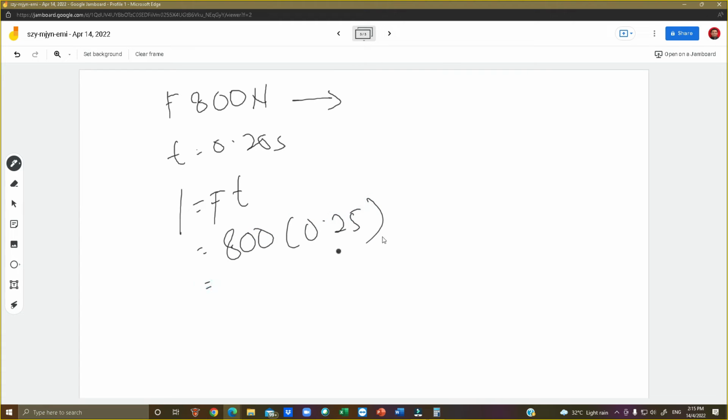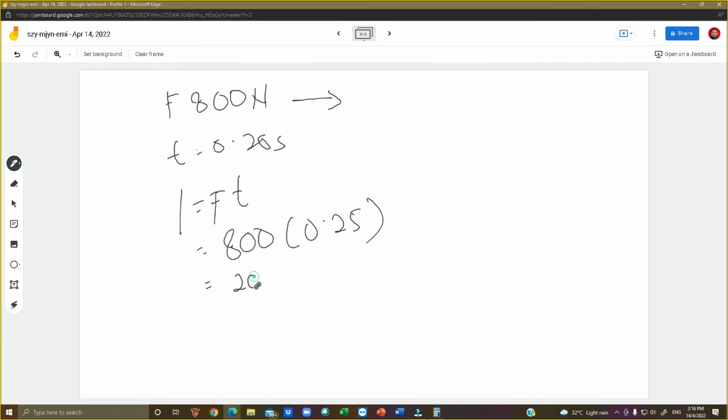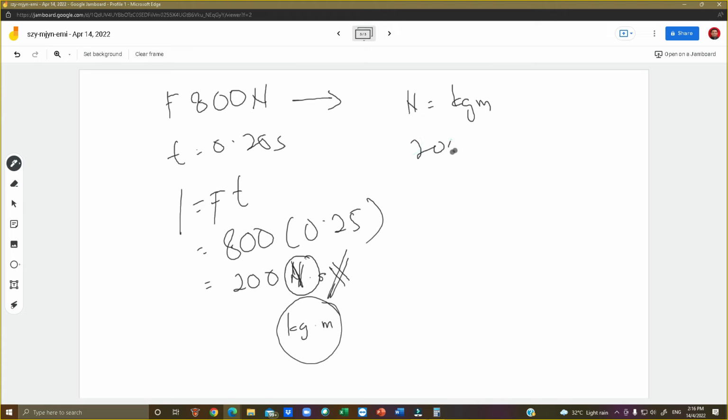Berapa dapat? 200. 200 apa? Newton per second. Newton ni kan kadang-kadang kamu tak jumpa dia dalam bentuk N. Kamu jumpa dia dalam bentuk kgm. This is the same thing. N is equals to kgm. Jadi you can write it as 200 Newton per second or 200 kgm s. These two things are equal.